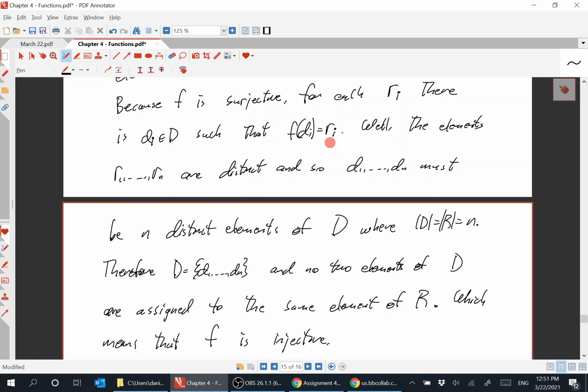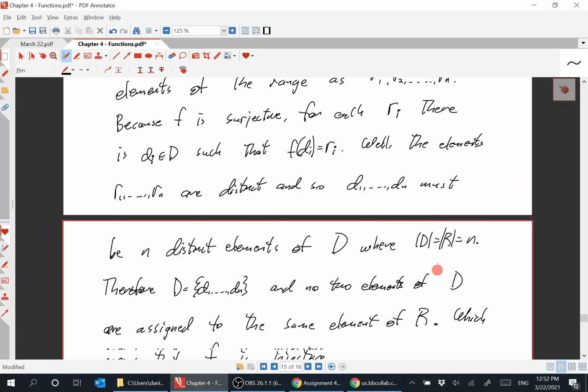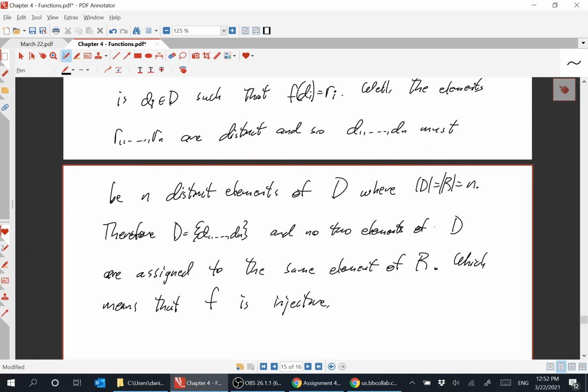Because f was surjective, we have these elements D1 to Dn in the domain, where f of D1 is R1, f of D2 is R2, f of D3 is R3, and so on and so forth. But there's only n elements in the domain, so that's got to be the whole domain right there. So since all those elements in the domain went to different things in the range, there's nothing else in the domain that goes to those same things in the range, which means you're injective.